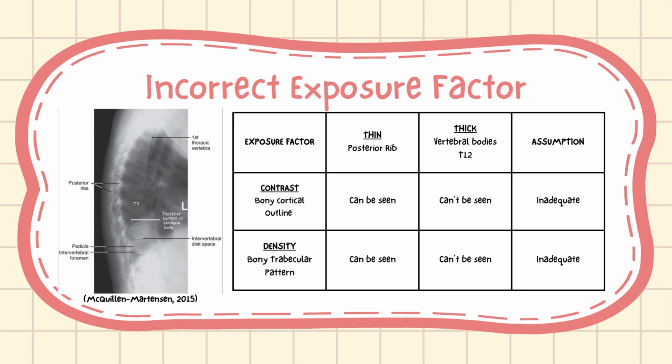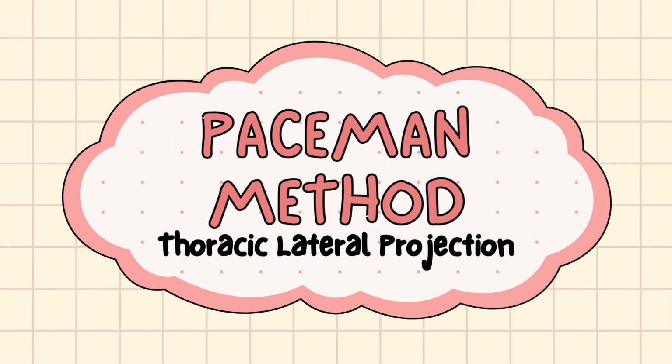Moving on to the next example of incorrect exposure factors, the KVP and MAS used are both inadequate since the BCO and the BTP of the thick structure, which is the T12 of the vertebral bodies, cannot be seen in the radiograph. Besides, the BCO and the BTP of the thin structure, which is the posterior ribs, can be seen clearly.